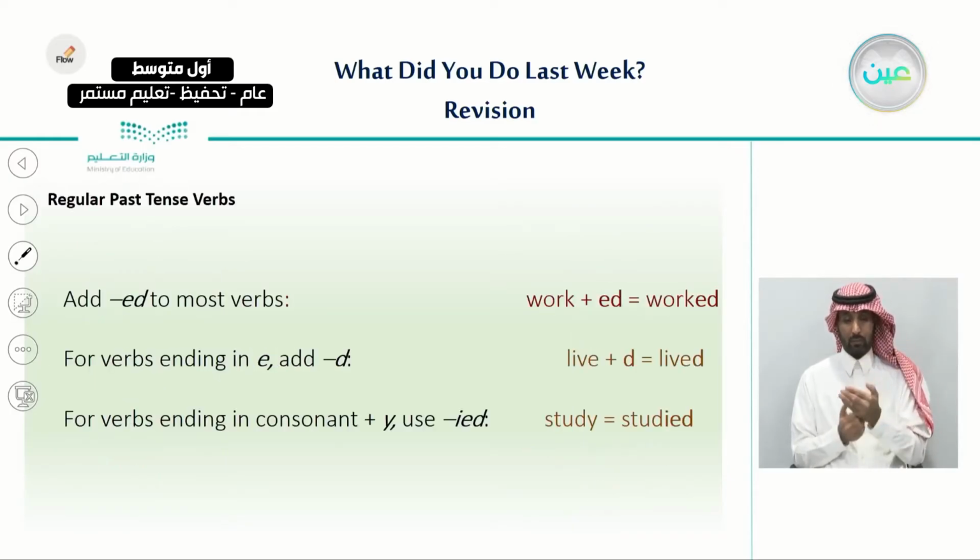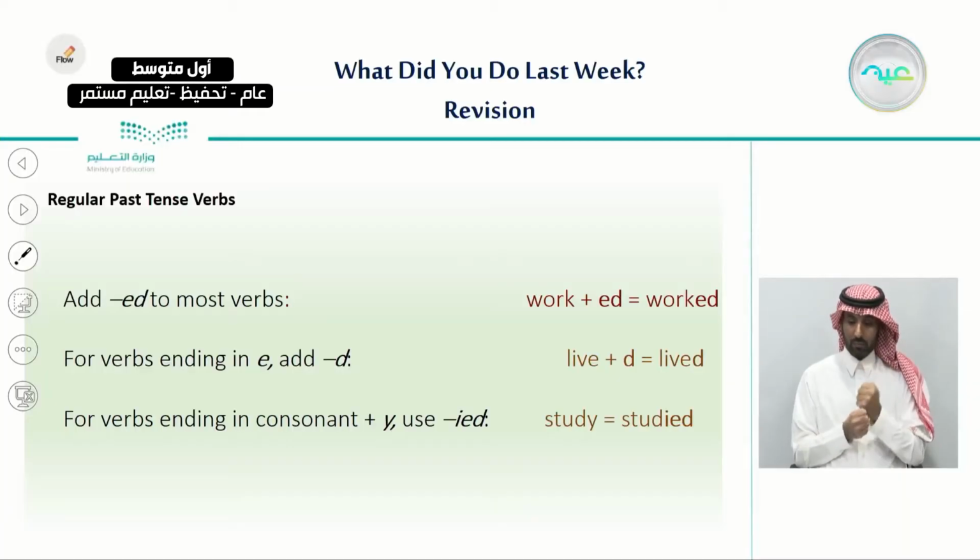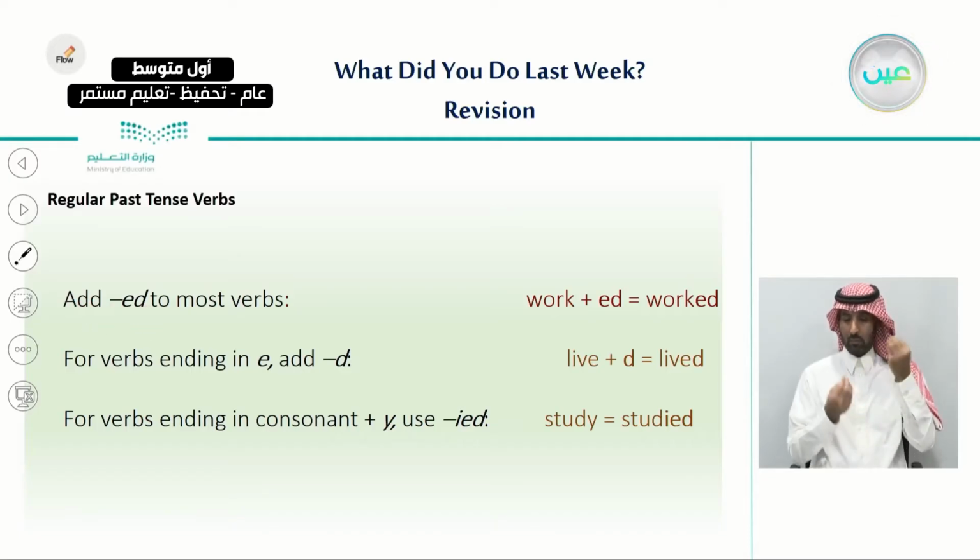And also we have talked about the regular past tense forms. And I said that for the regular past tense form, we add ed to most of the verbs. So for example, work, we added to it ed and it became worked. Also for the verbs that end in e, we add only d. So here we don't have to write another e. For example, live ends with e, so here we add d, it will be lived.